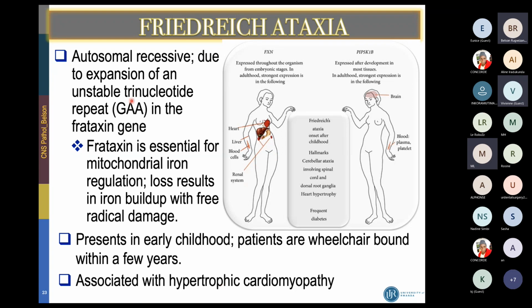So there is an autosomal recessive mutation due to the expansion of the unstable trinucleotide repeat guanosine, adenosine in the frataxin gene. So frataxin itself, a protein, is essential for mitochondrial iron regulation, as we saw on the previous slide. The loss of this will result in iron buildup or accumulation with free radical damage. So this disease is present in early childhood, and the patients are wheelchair bound within a few years. So azatangira kugendera muri mu kagare akiri muto, associated with hypertrophic cardiomyopathy also.